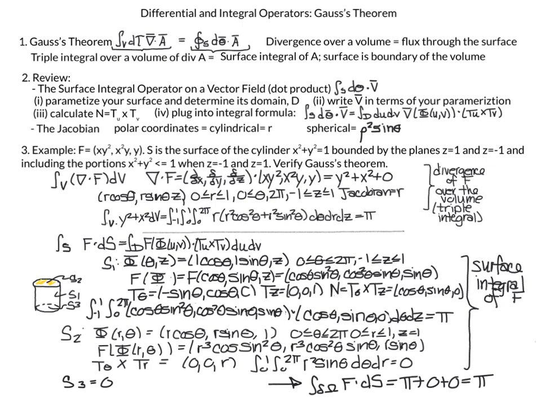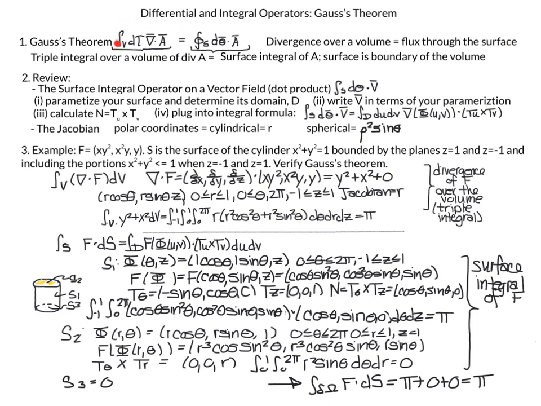We start with Gauss's theorem given to us by this formula here, and it tells us that the volume integral of the divergence of a vector field A is equal to the surface integral of the field A. And this surface in particular is the surface that encloses this volume. And so what this tells us is the divergence over the volume is equal to the flux through the surface.